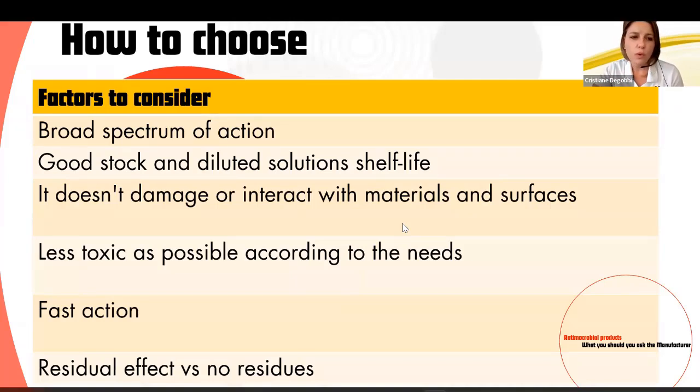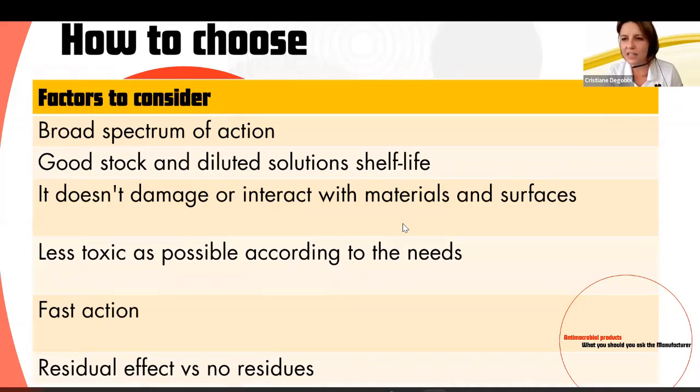And you need to choose the one that is as less toxic as possible according to your needs. Okay, this is one thing that is very important for me that you learn here. Because you can choose to say, okay, I'm going to choose the one that kills everything. But is that one toxic? Do you need to use it for coronavirus, for example? Maybe not. Maybe I can choose a different one.